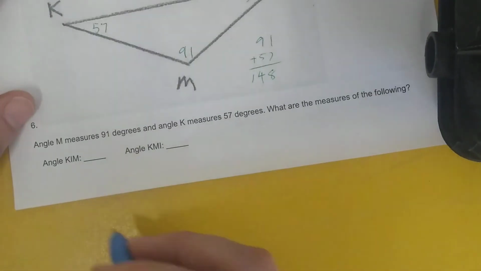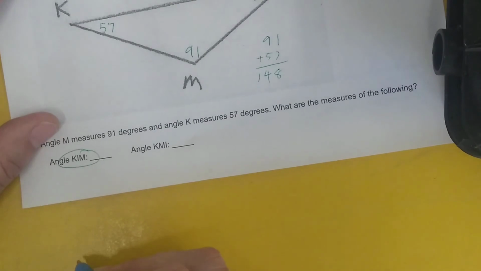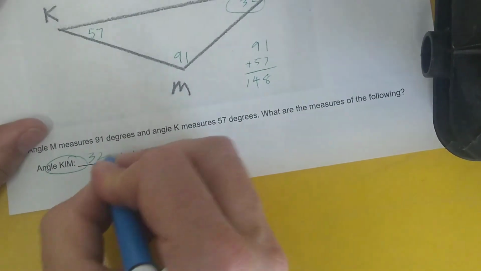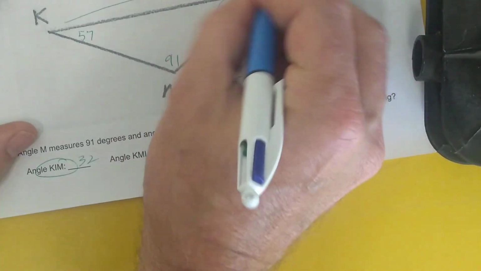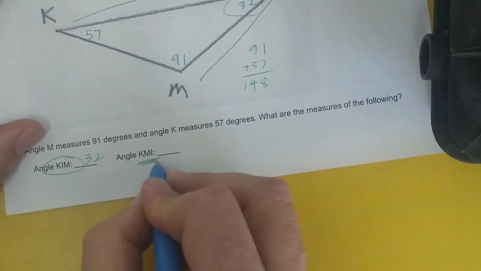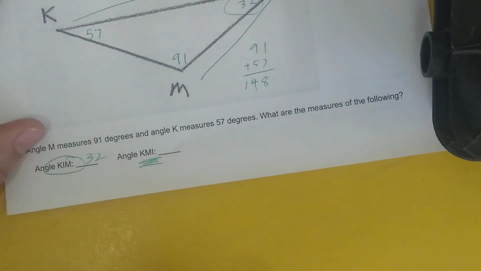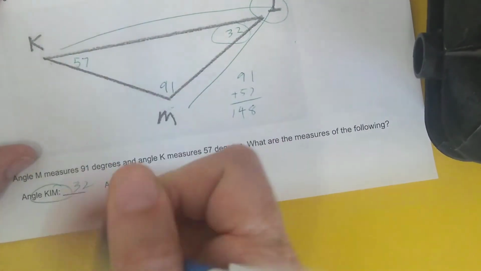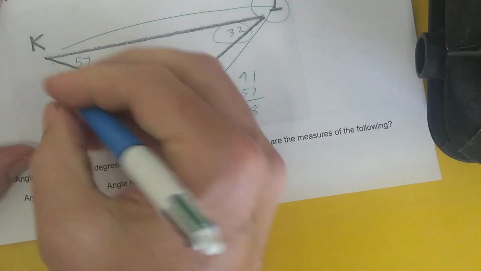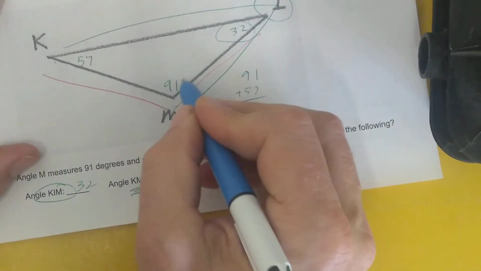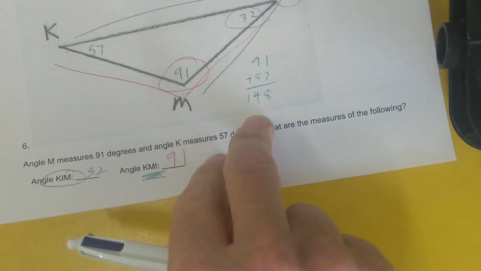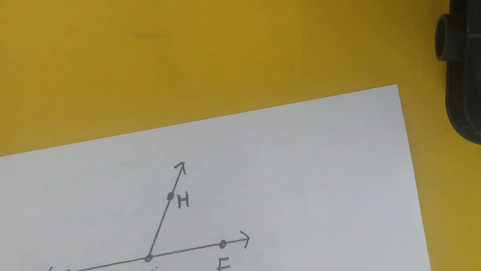Now down here, it asks me for KIM. KIM is 32, but I got to recognize it's KIM. It's that corner. And then KMI. I already gave you KMI. It's M. Those are the same angle. KMI. This is me just checking. Do you know how to do a 3-letter angle? It's 91. Okay, I'm going to check real quick and see if there's any that I want to do again. But I think that's probably good.